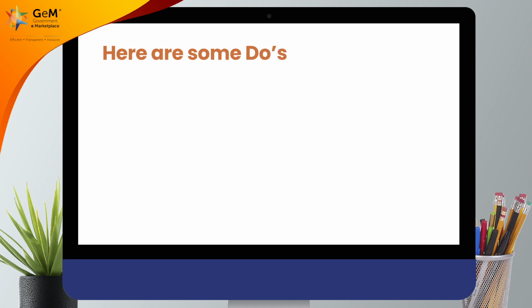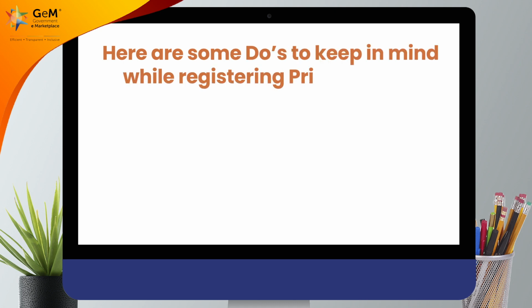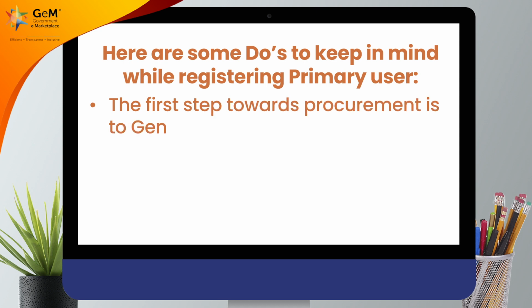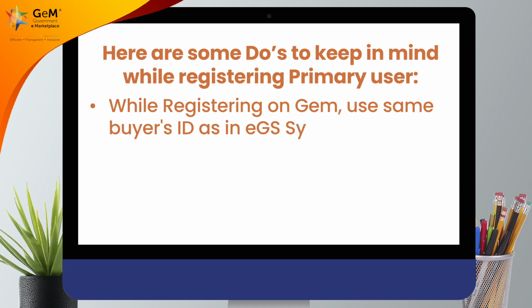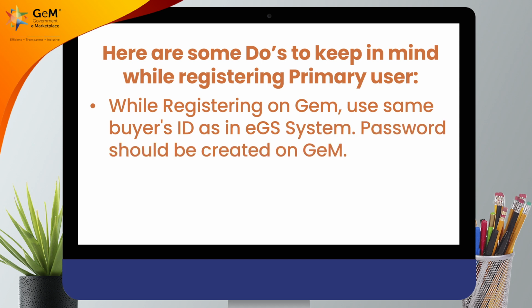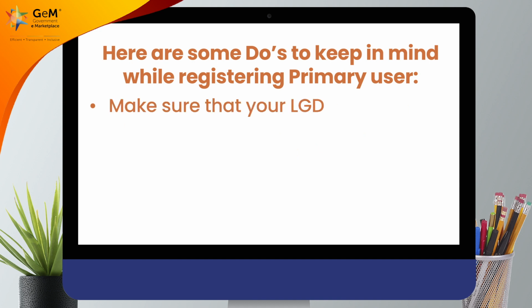Here are some do's to keep in mind while registering primary user. The first step towards procurement is to generate buyer's ID request. While registering on GEM, use same buyer's ID as in EGS system. Password should be created on GEM. Make sure that your LGD code is correctly mentioned.